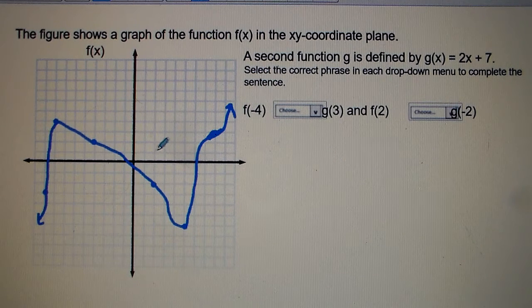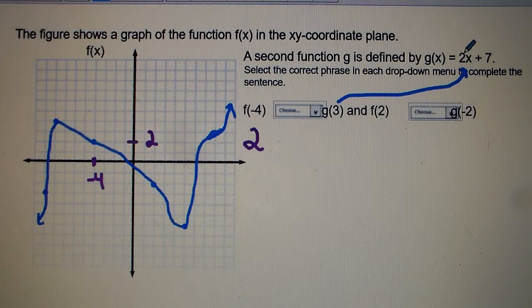Well, f of negative 4 is 1, 2, 3, 4. That's right there, negative 4. So what is the height of this blue function? Well, the blue function is at a height of 2. So f of negative 4 is the value of 2. G of 3, we're going to put that 3 in for the x. 2 times 3 is 6. 6 plus 7 gets you 13.